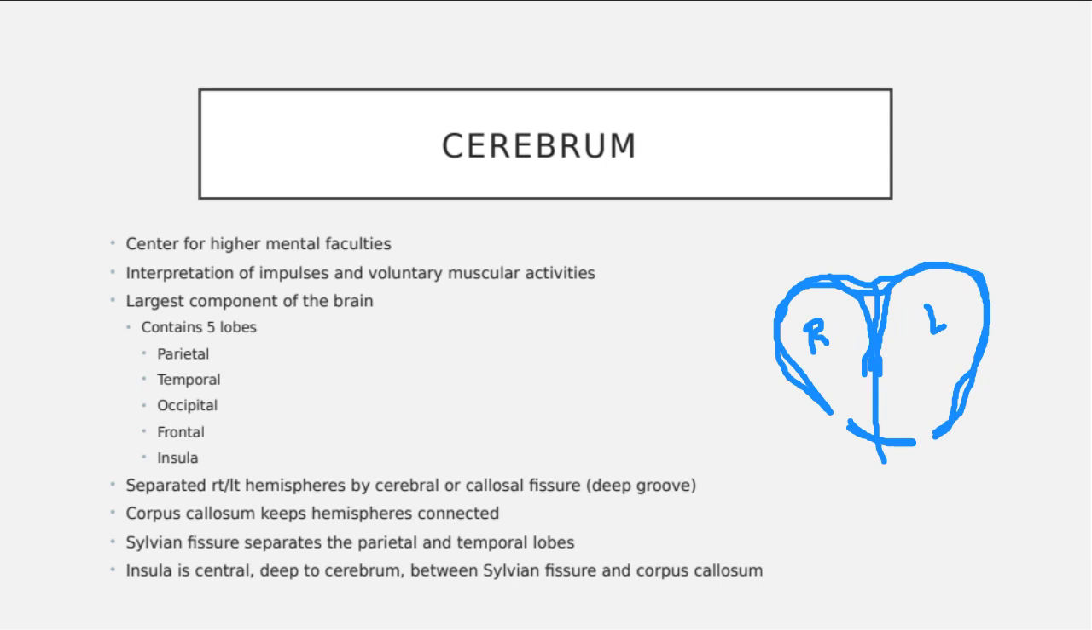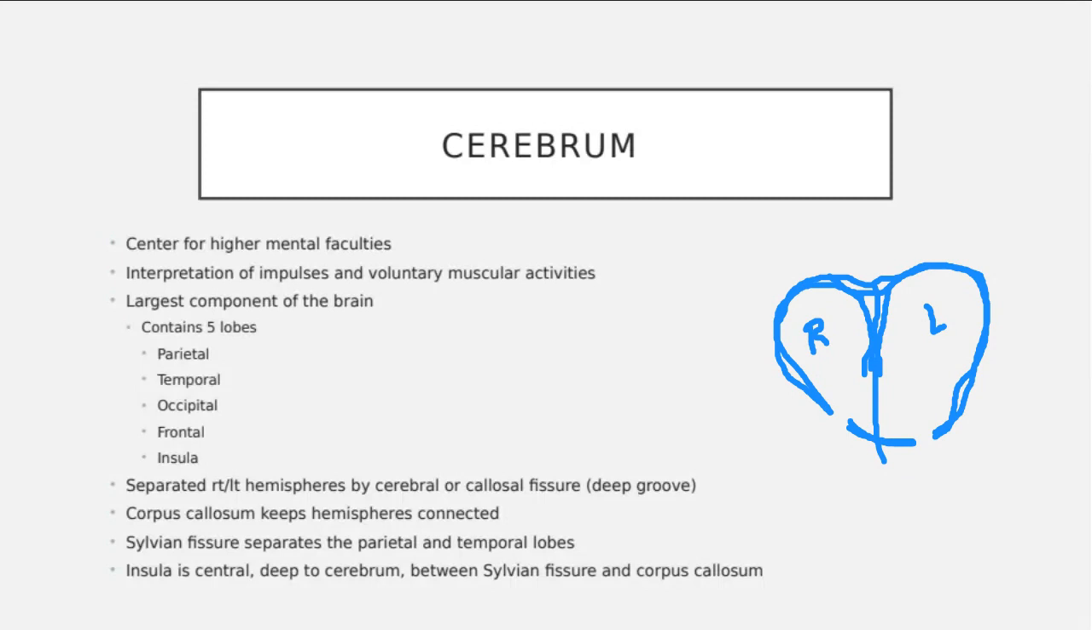Now we also have the sylvian fissure, which is similar to the callosal fissure and the falx cerebri in the sense that it separates hemispheres, but it is just a little separation between the parietal and temporal lobes, so much smaller and much less significant than the callosal fissure and the falx cerebri.